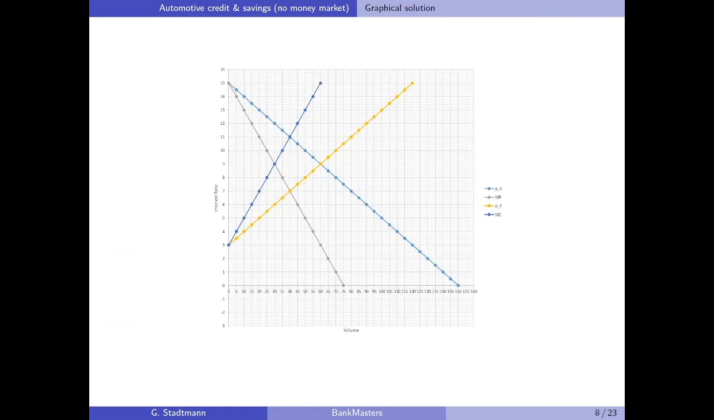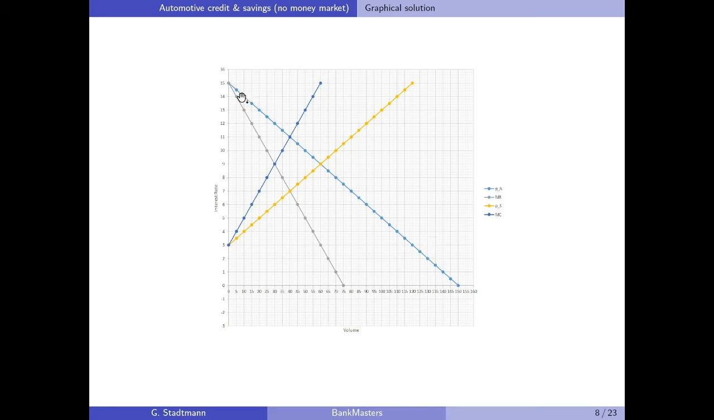So graphically we could show this. As you could see, these two functions that we have already seen, the revenue and cost functions, were also shown in this graphic, the demand and supply side. So the demand was given in the automotive credit and it is shown in this blue one.